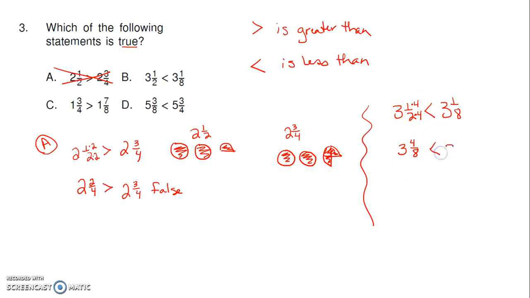Is that less than 3 1/8? Well, 3 4/8 is definitely actually bigger than 3 1/8. So if this says 3 4/8 is less than 3 1/8, oh no, that's another false statement. So I've just worked through A and B with you, and I have shown you that A and B are both false. So the correct answer is either C or D, but you need to work through.